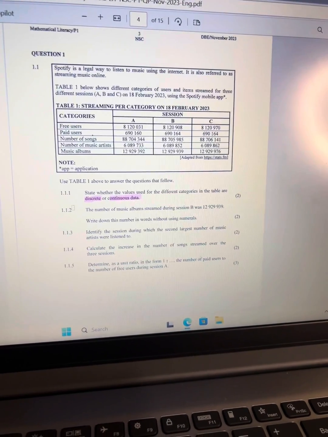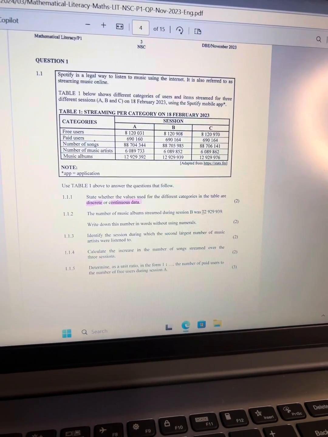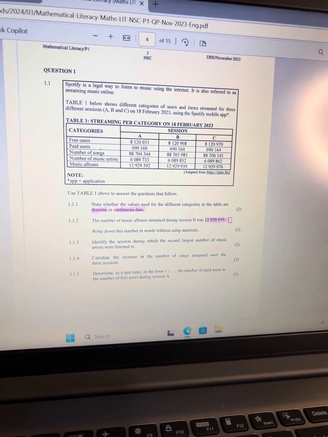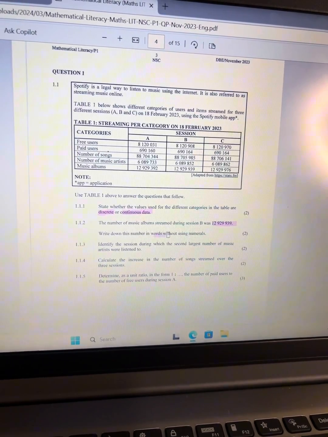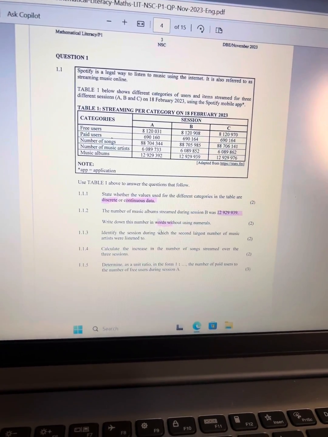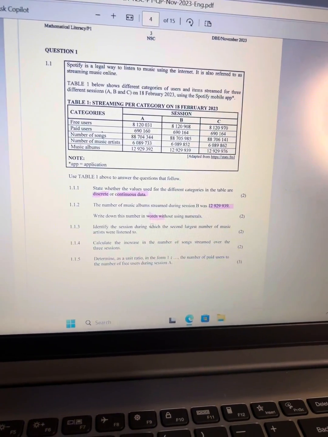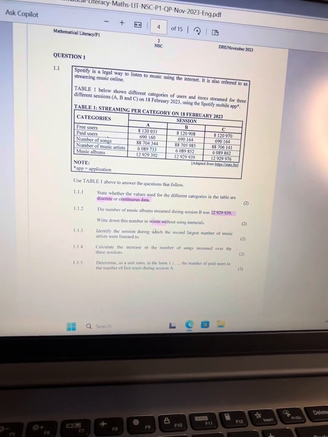And then let's go to question 1.1.2. In question 1.1.2, they said the number of albums streamed during session B is 12,929,939. Write down this number in words. We have to write our answer in words, meaning that the answer we're going to write will not include numerals. It means there will be no numbers there.